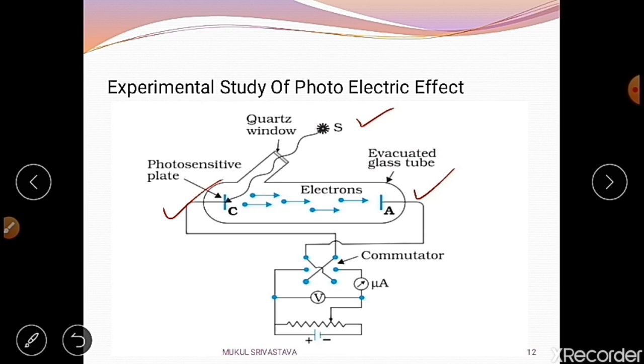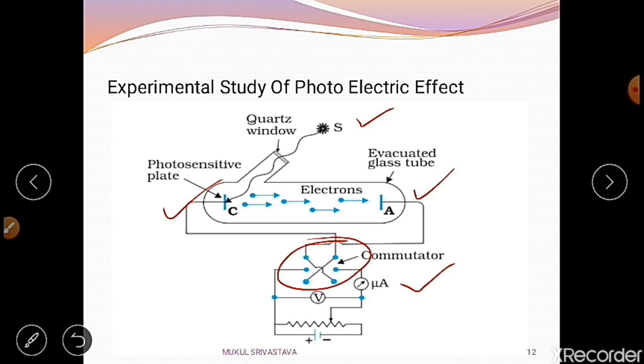Since plate C is a photosensitive plate, it will emit photoelectrons which move towards the plate A. As plate A has a positive charge, it will attract the electrons, and current starts flowing through this circuit. The current flowing through this circuit is very small, so it can be measured by a microammeter. This one represents the microammeter.